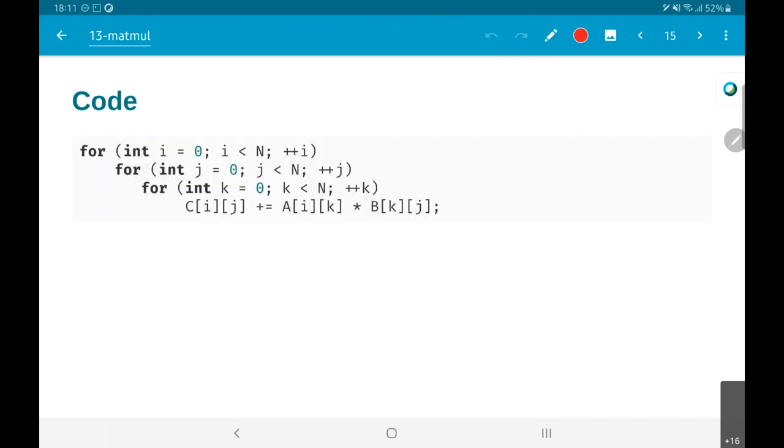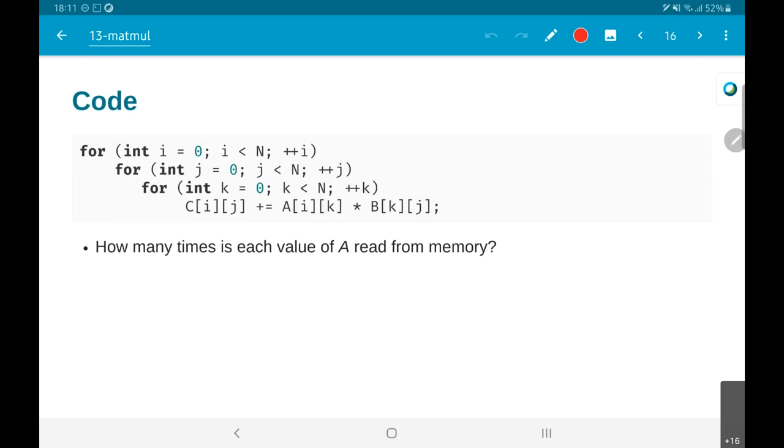Now let's take a look at a sample code and see what happens. This is the most trivial way of writing it. I just have a three nested loop over here, so Cij is computed as Aik into Bkj. Of course, I'm assuming that the initialization of Cij equal to zero, etc. is done somewhere outside. So let's look at how this computation is going to happen. How many times is each value of A being read from memory?